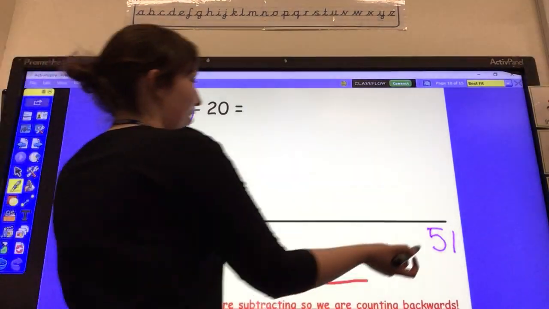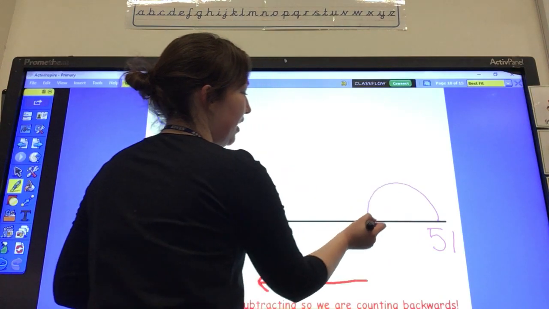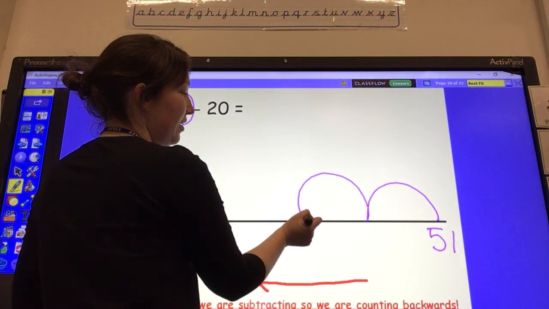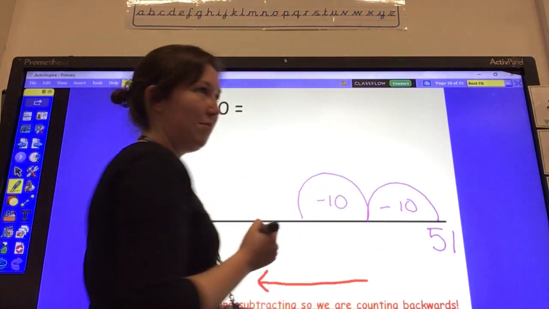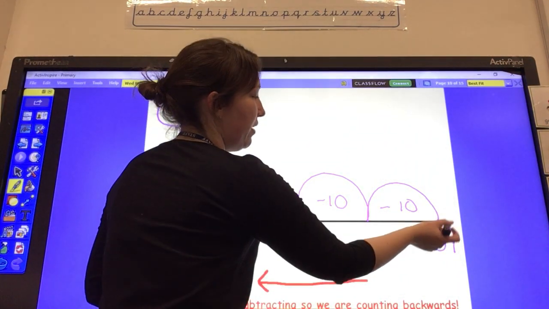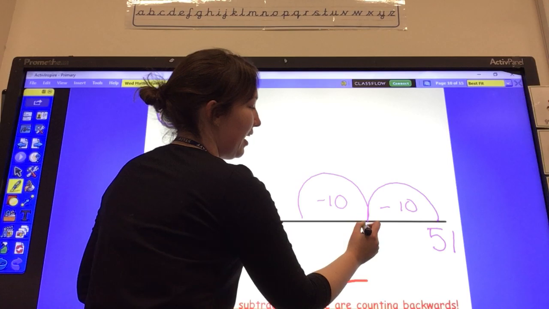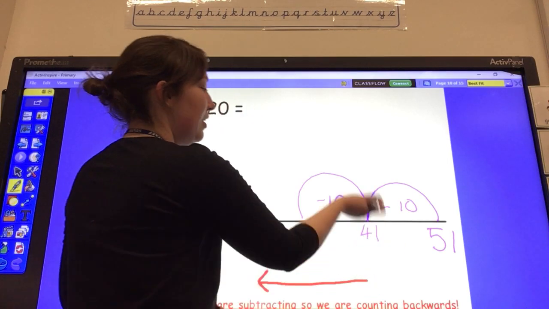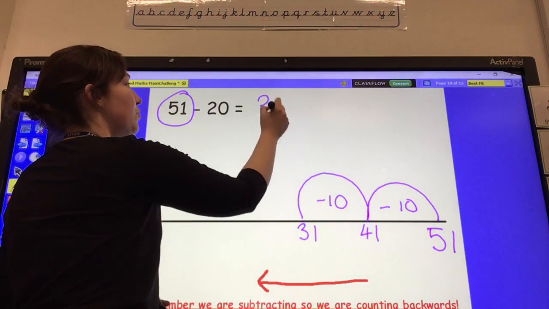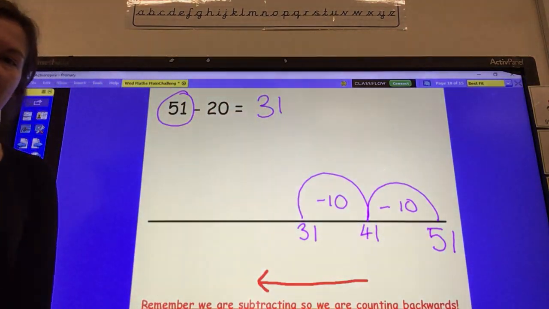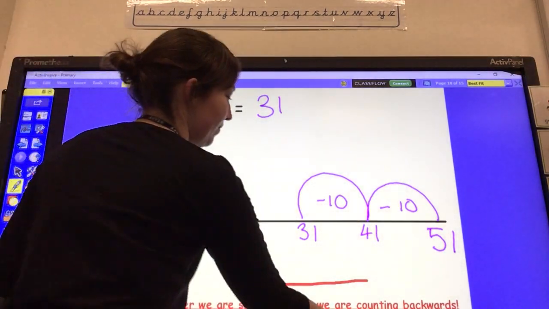Right, well done everybody who had a go there. We are taking away 20, so 10, 20. We are taking away 10 each time, so I'm going to label it. And we're doing 51 take away 10 is 41. Take away another 10 is 31. So well done if you correctly answered 31.